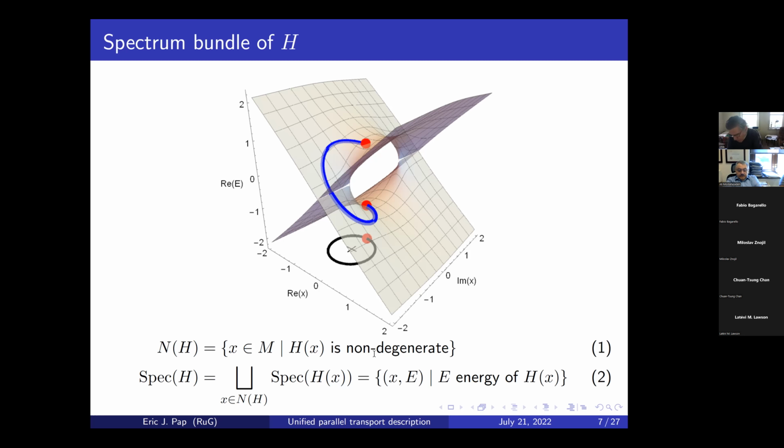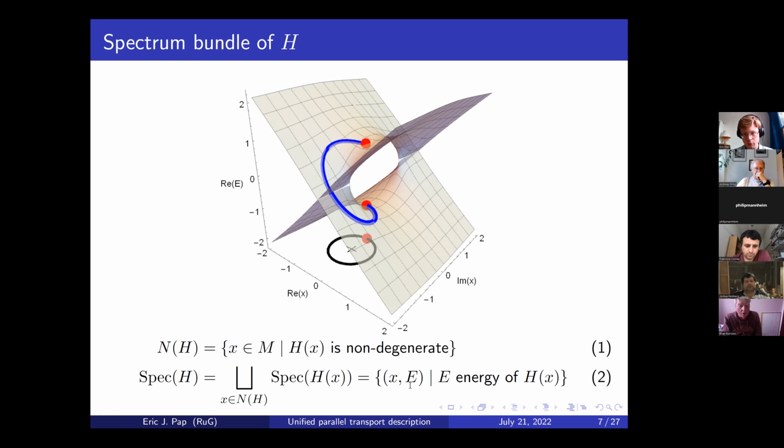So then what is the bundle on top of that? Well, there are various ways of arriving at this. So from this picture, you see that above every non-degeneracy, you should attach all the energies of that Hamiltonian. So to each x, you attach spec h(x), or you view this as graphs, and then you get all tuples (x, E) such that E is an energy of h(x). So we now have a formal statement we want to prove. We want to prove that spec h is a covering of NH.